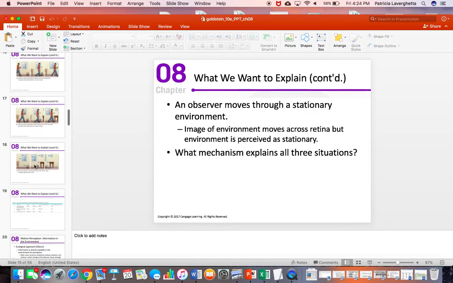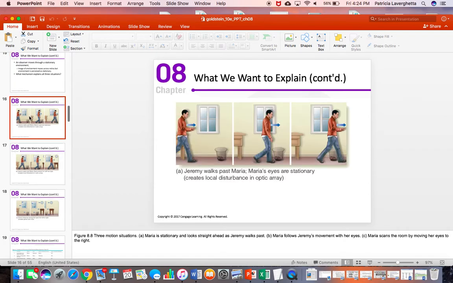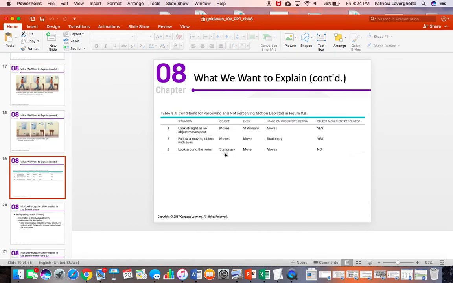We can have different types of conditions, and you can see those in the figures here, but kind of jumping ahead to this. If I'm looking straight ahead as an object moves past me, the object is moving, the eyes are stationary, the image on the retina moves, so we perceive that the object is moving. That kind of makes sense, right? So one possible theory as to how we detect motion is, if the images are moving on the retina, then there's your motion perception. But there's a problem with that.